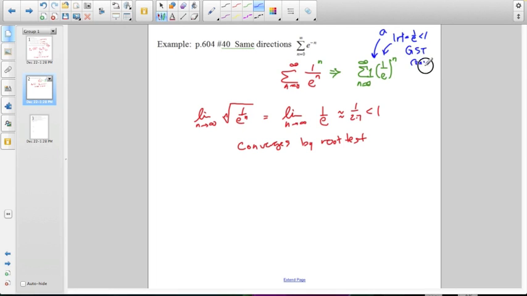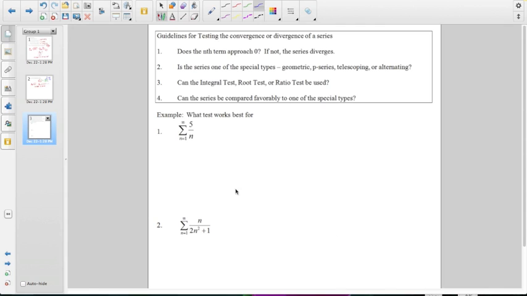So just kind of a quick note that you can use the root test here, you can use the geometric series test here. Both are perfectly fine to do. It's just a matter of what you see. Both are acceptable solutions. So just a little bit of a review here, just kind of guidelines for figuring out what tests to use here, because we're kind of getting to the end of all the tests.